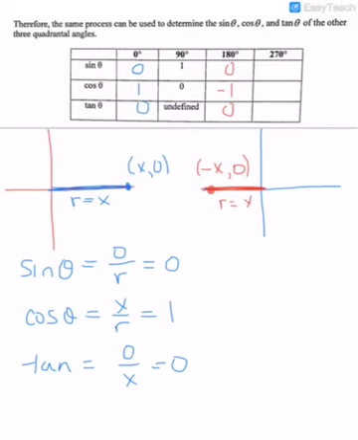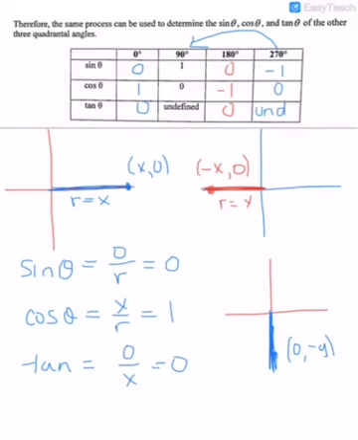270 is kind of the same thing. It's going to be down at the negative y value, down here. So again, it's going to have 0 for the x and a negative y. So 270 is very similar to 90, except that sine is going to be a negative value since it's down in the lower y's. And so those would be the quadrantal angles of sine, cos, and tan and their values.